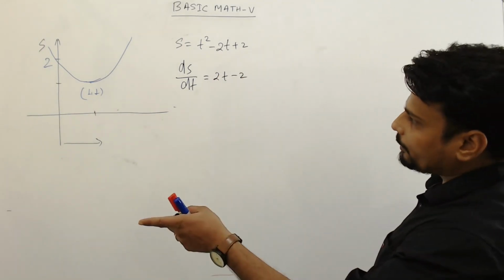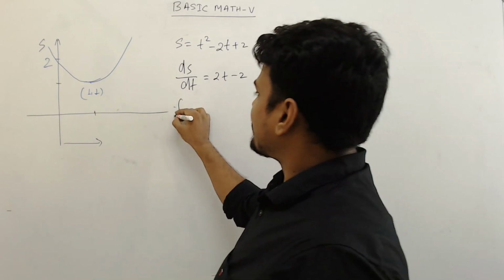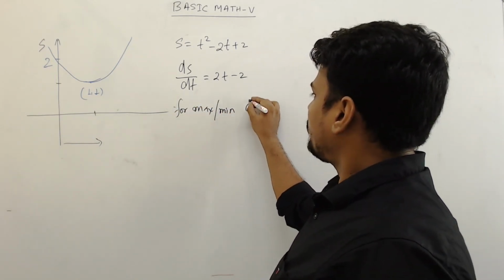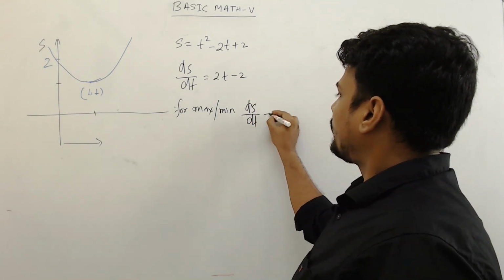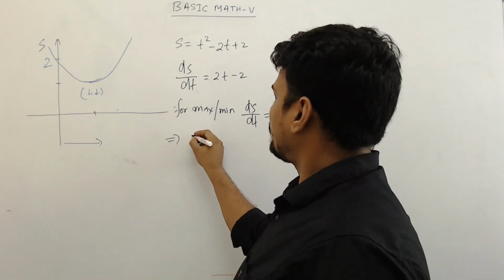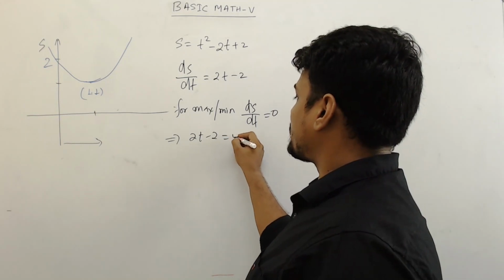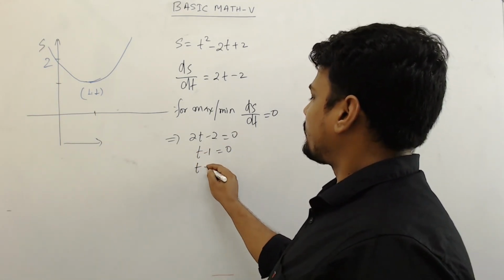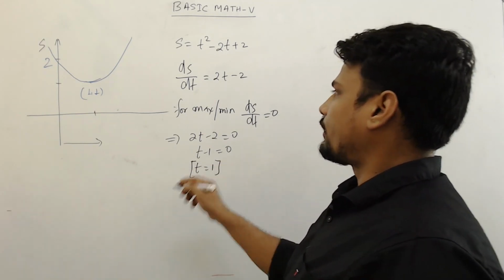Now for the maxima or minima, what do we know? For maxima or minima, ds upon dt has to be 0. That implies 2t minus 2 should be 0. That means t minus 1 should be 0. That implies t is going to be 1. See, we have got it.